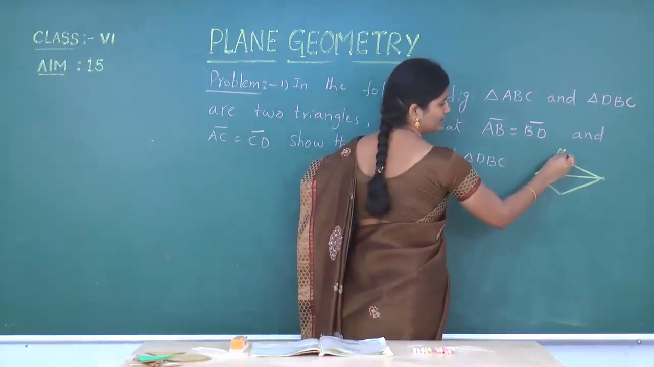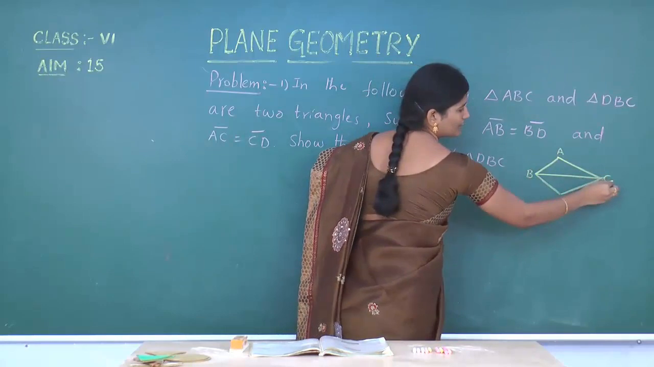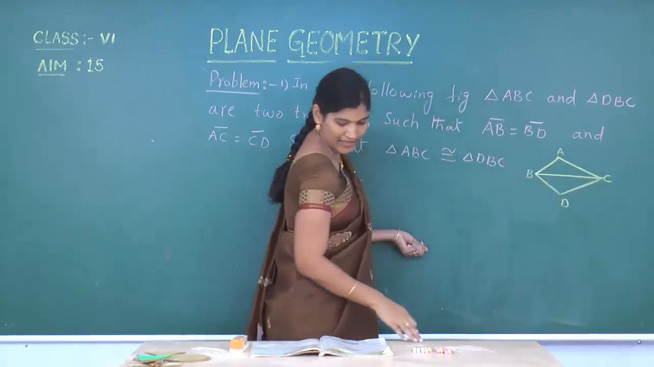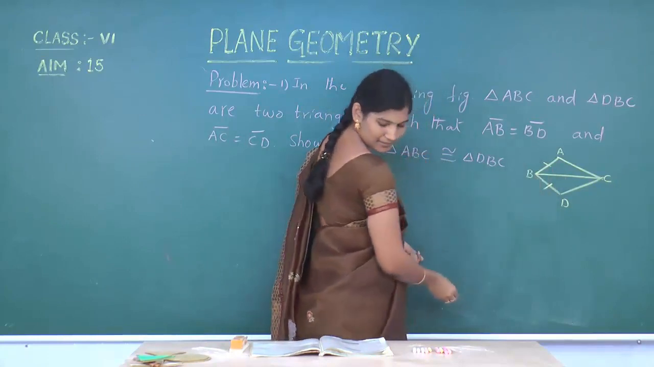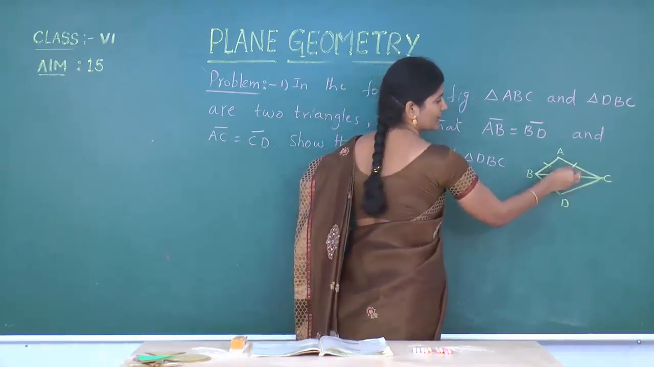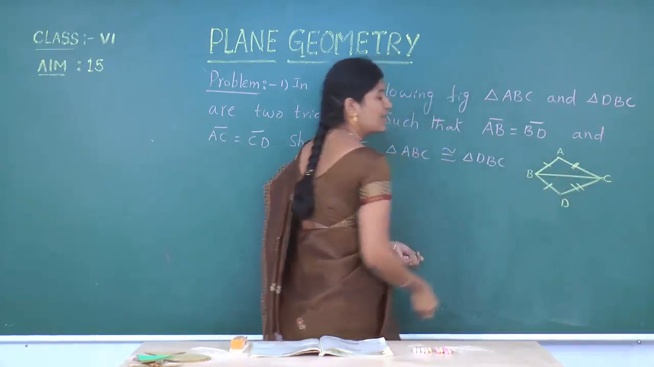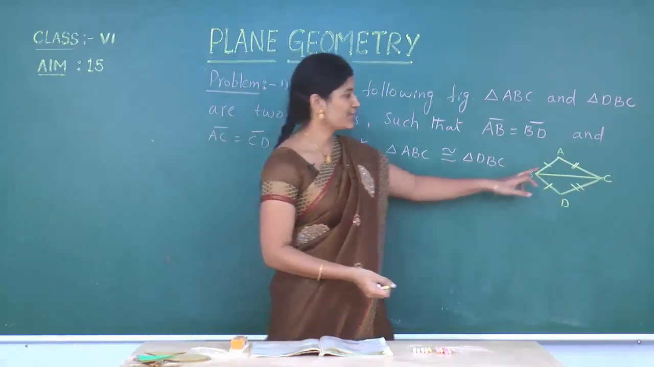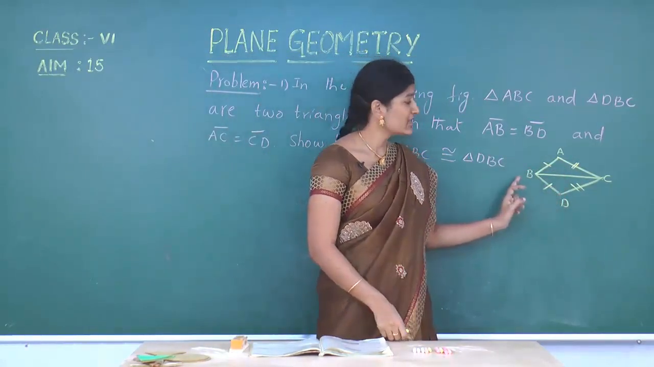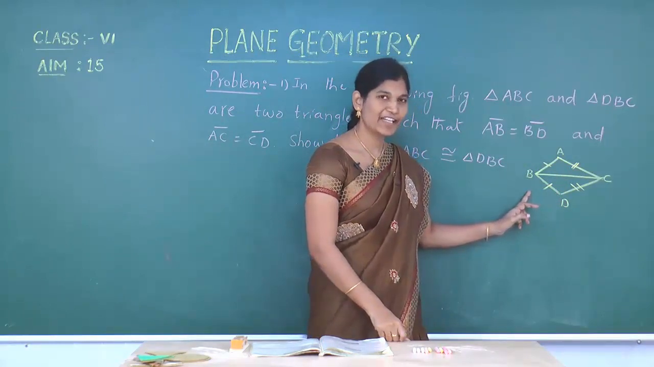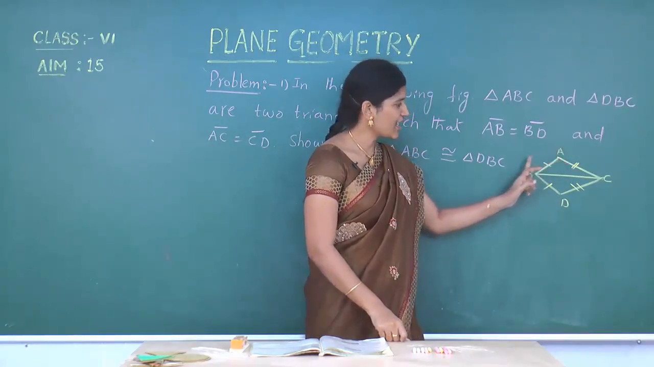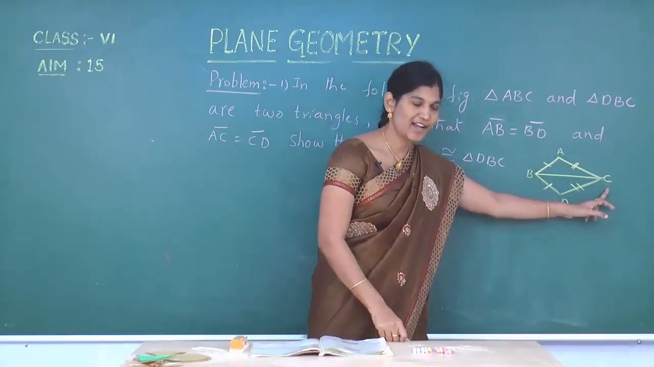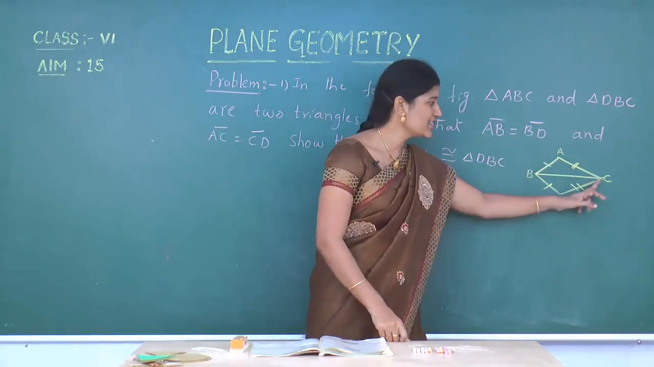ABC, and this is DBC, and they are given like this. Now we have to prove these two triangles are congruent. First of all, observe this figure. This figure contains two triangles. What are they? They are ABC and BDC.